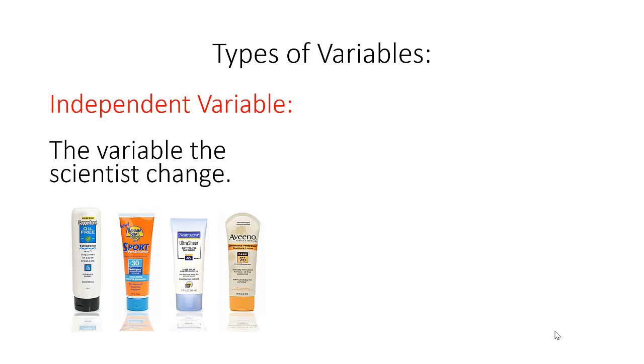Now, Kipsters, there are two different types of variables we need to know about in science class. The first is the independent variable. This is the variable that the scientist changes. So when it came to Mr. Schmidt, he changed the amount of sunscreen he applied each day.